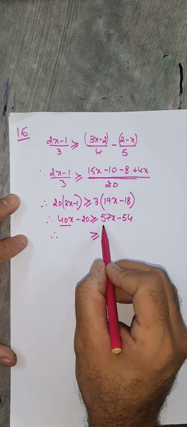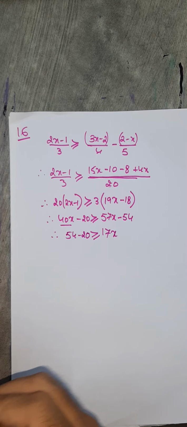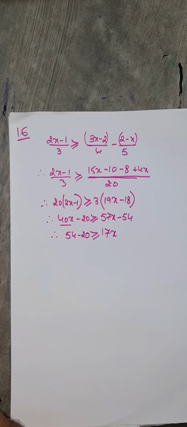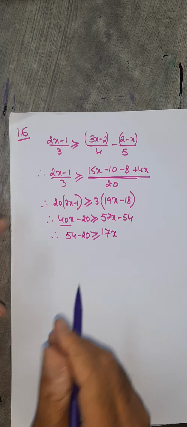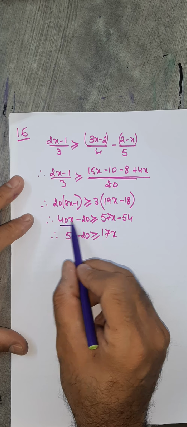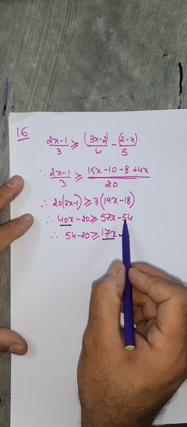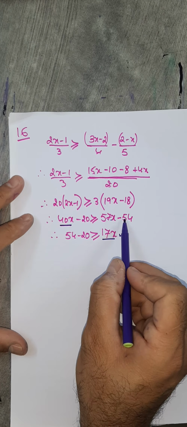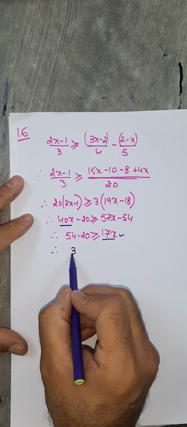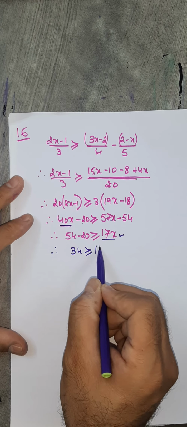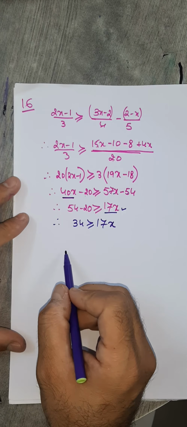So 54 minus 20. What I did, I just interchanged the terms. I repeat, I've taken 40x on the other side. When you do addition or subtraction, inequality remains same. So 57 minus 40, that is 17x. 54 this side. So you have plus 54 minus 20 is already there. So this is 34 is greater than or equal to 17x.